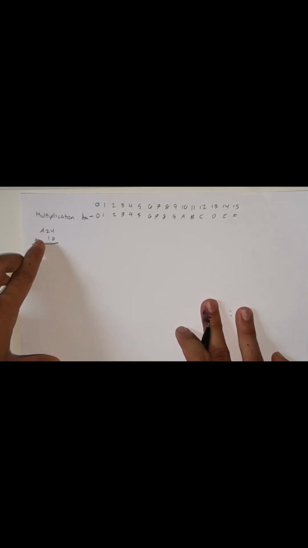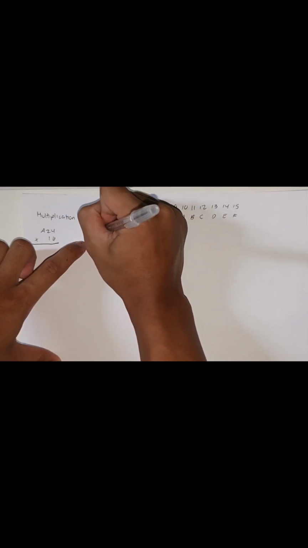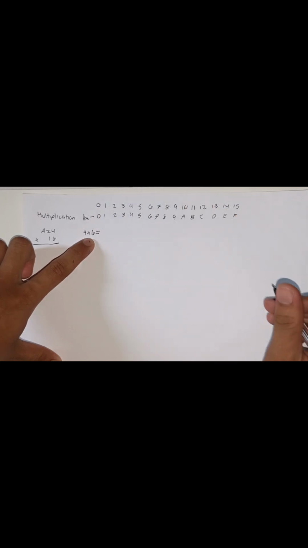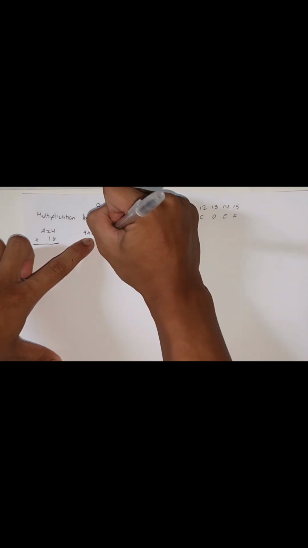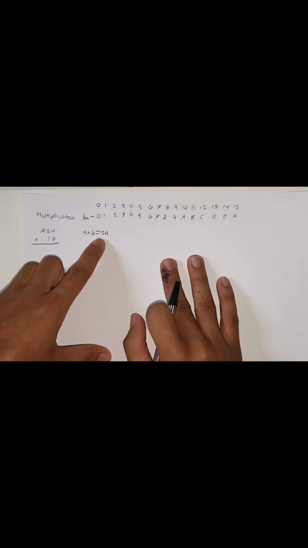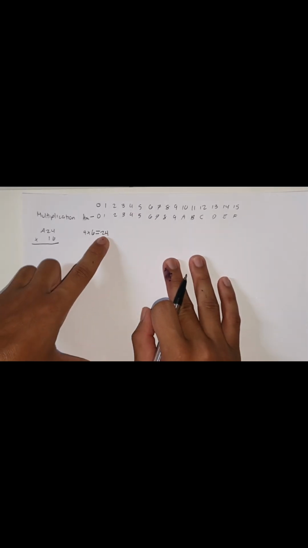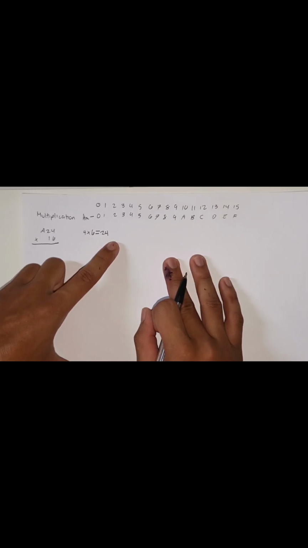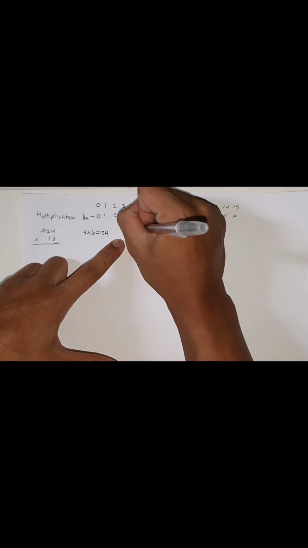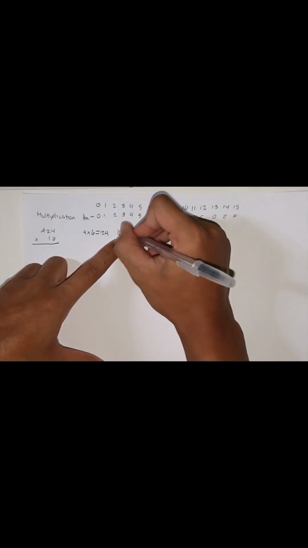So we have here 4 times 6. 4 times 6 is equal to 24. And in multiplication, if the answer is more than 16, we need to divide it by the base, which is 16. So 24 divided by 16 is 1.